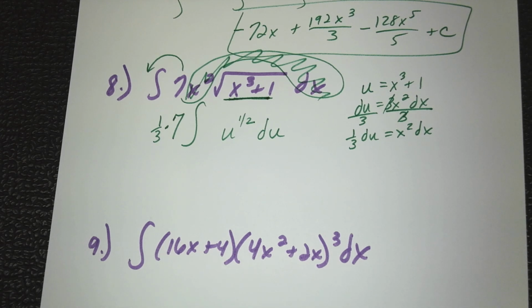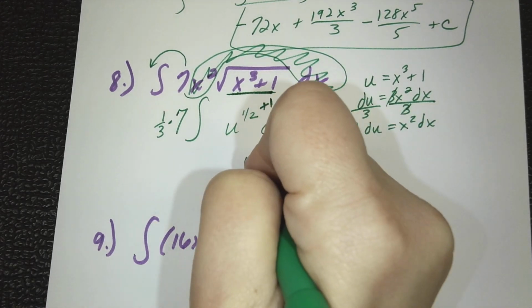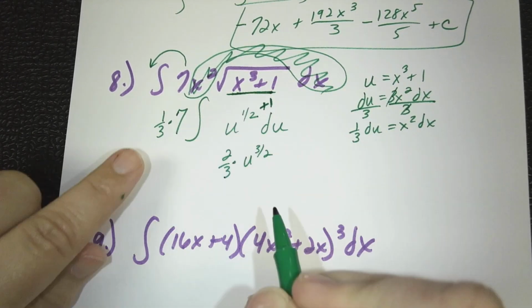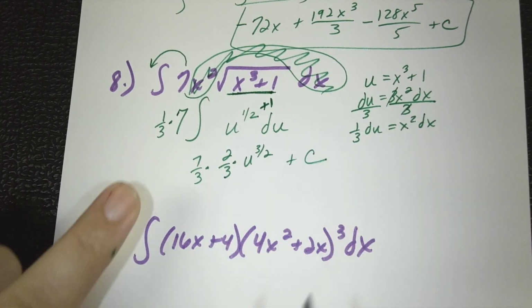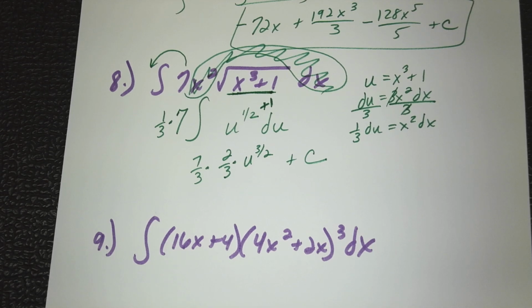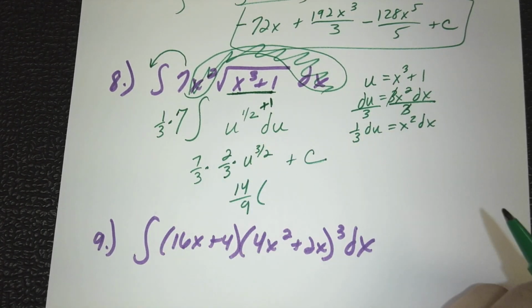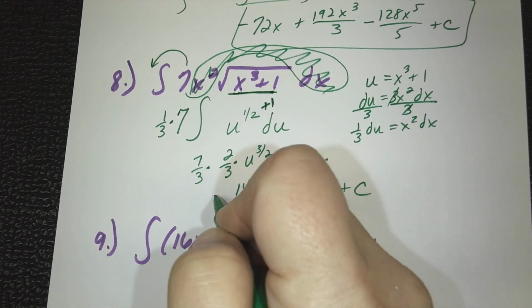This is the game you're playing, guys. It's a game. Find the u, find the derivative of u, and put all the numbers on the outside. If you can get it written like that, you can then do the simple power rule, which says add 1. So u to the 3/2 divided by 3/2 is multiplying by 2/3. And then what do I have over here? Times 7/3, and then plus c. And then obviously replace it and clean it up a little bit better for me. 14/9 u to the 3/2 plus c.